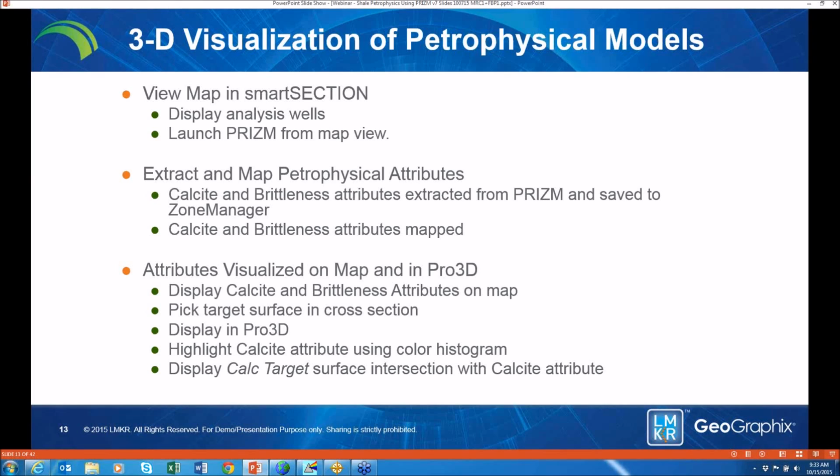In the map view, a 3D probe region will be selected and launched to automatically load all of the contained 3D objects into the Pro 3D scene. The smart section cross-section will be displayed in the 3D scene as a fence diagram with the interpolated calcite attributes between the wells. The high concentration of calcite attribute display will be enhanced using the color histogram control. Finally, the calc target surface will be turned on to delineate the calcite attribute away from the fence diagram.